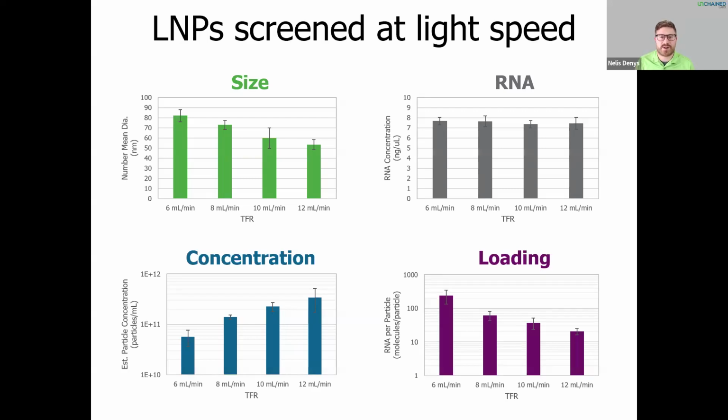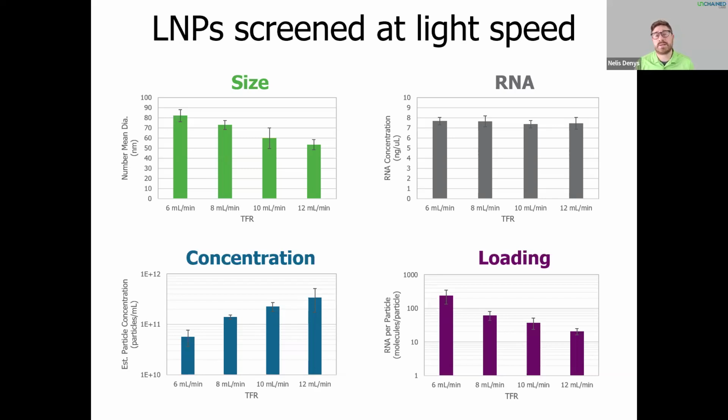For this screen at constant lipid concentrations and flow rate ratios, the smaller LNP diameters formed at higher total flow rates also correlate with higher concentration of particles. Total flow rate did not correlate with RNA concentration, which again is expected as long as we keep the flow rate ratio and the concentration of RNA in the aqueous phase both constant.